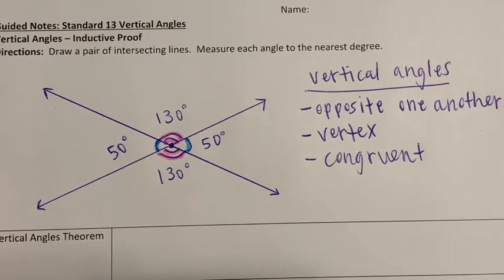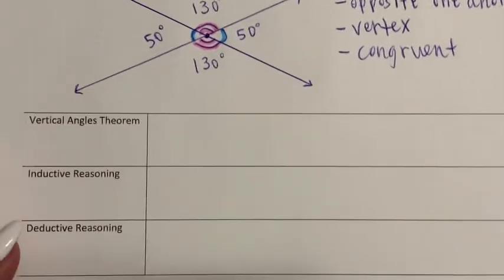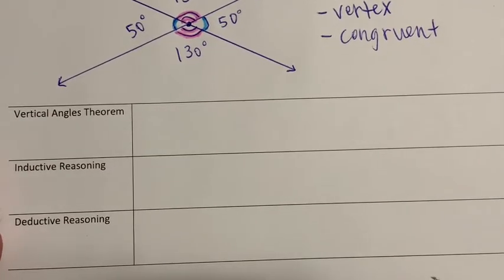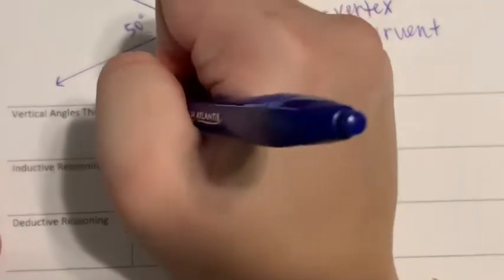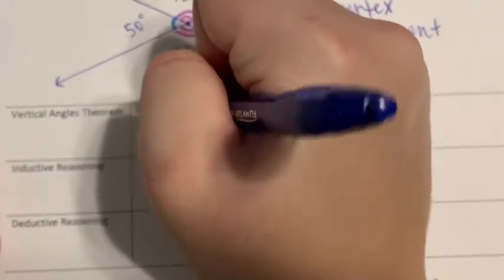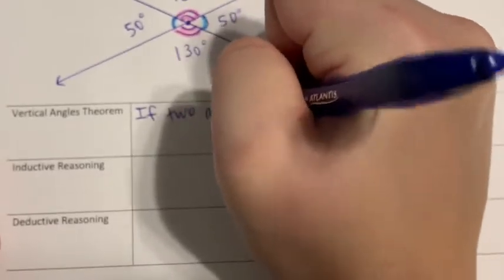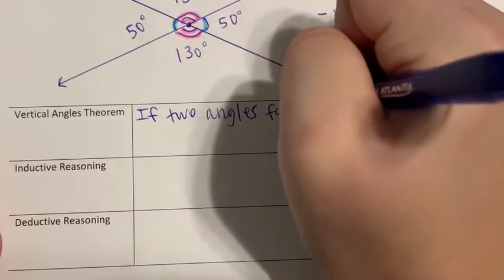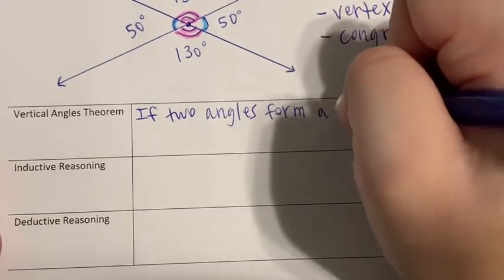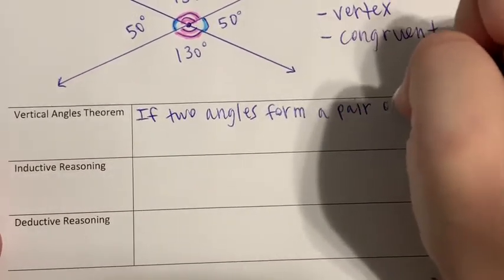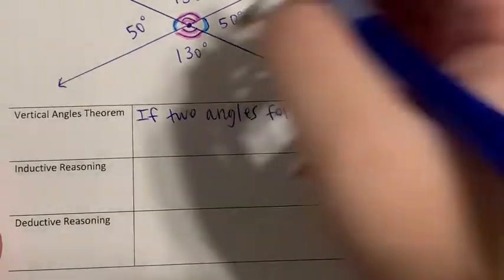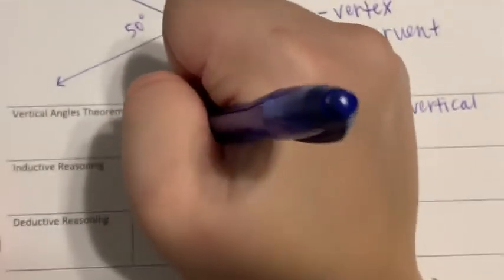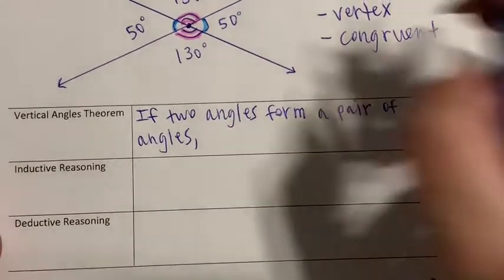Now we can define the vertical angles theorem. The vertical angles theorem tells us that if 2 angles form a pair of vertical angles, then they have to be congruent. If 2 angles form a pair of vertical angles, then they are congruent.